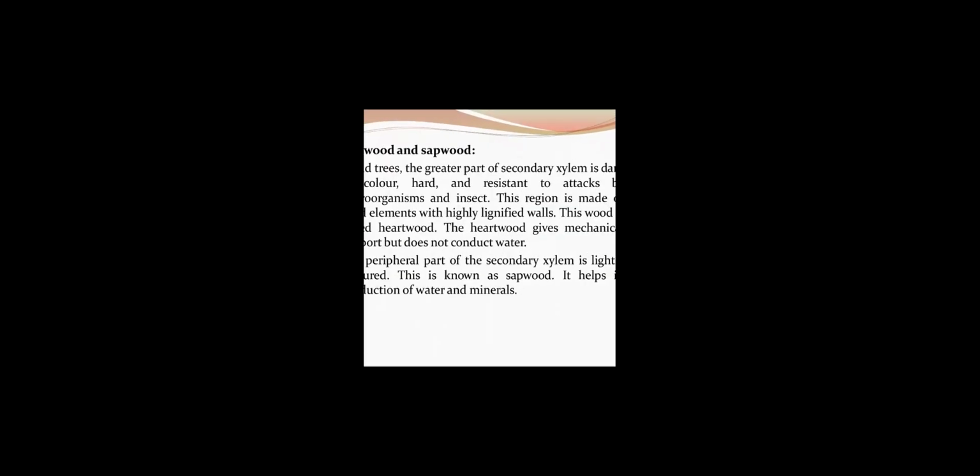The wood which is formed during this season is called spring wood, and in winter the cambium is less active, and the wood formed during this season is called autumn wood. These two kinds of wood appear as alternate concentric rings in the transverse section of a tree, and these are called annual rings. Now we have heartwood and sapwood.